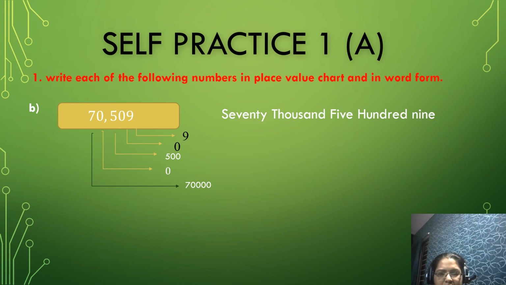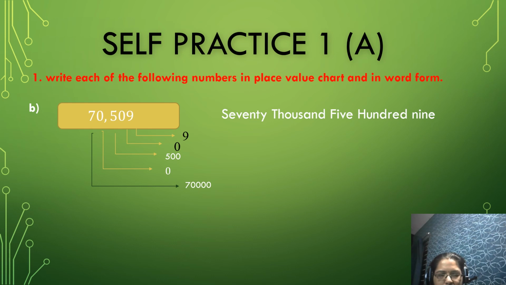नंबर दिया गया है 70,509. Place value of 9 is 9. 9 is in unit place, so place value of 9 will be 9. Place value of 0 is in tens place, so place value of 0 will be 0 multiplied with 10 is 0 only. And place value of 5 कौन से प्लेस में है? 100 प्लेस में है, तो 5 multiplied with 100, that is 500.